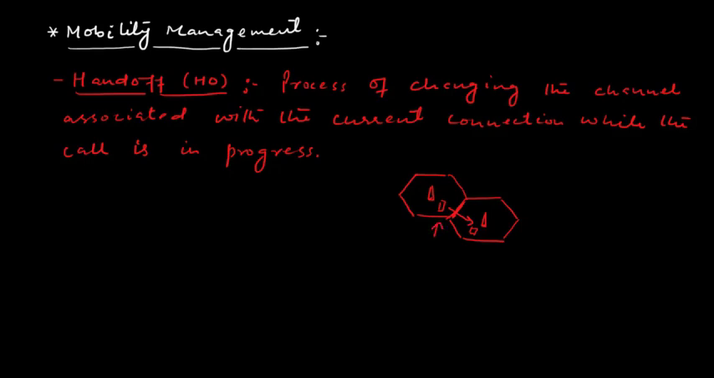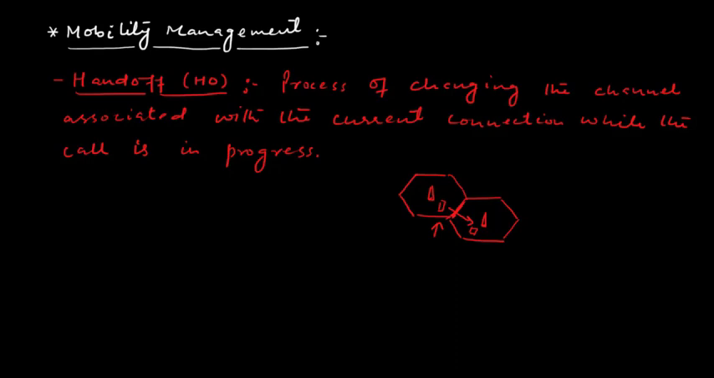When you maintain or sustain the ongoing call while the user is moving from one base station to another base station, or from one cell to another cell, and while it crosses the boundaries of each of these base stations, this process is called mobility management.